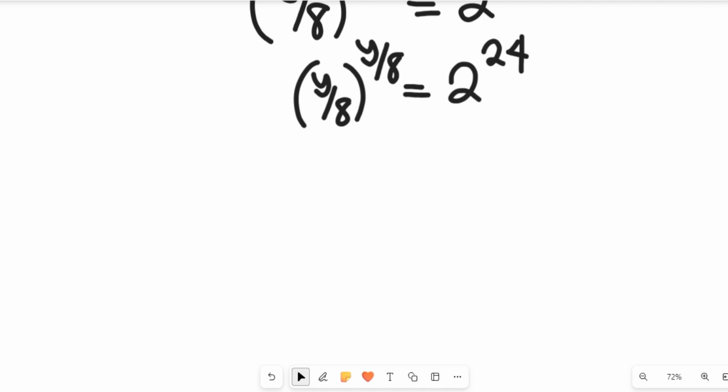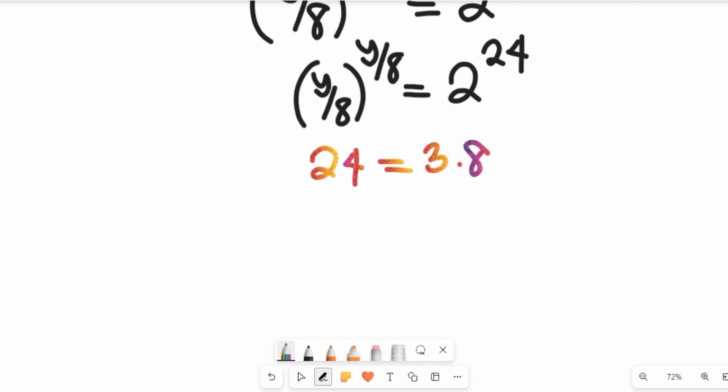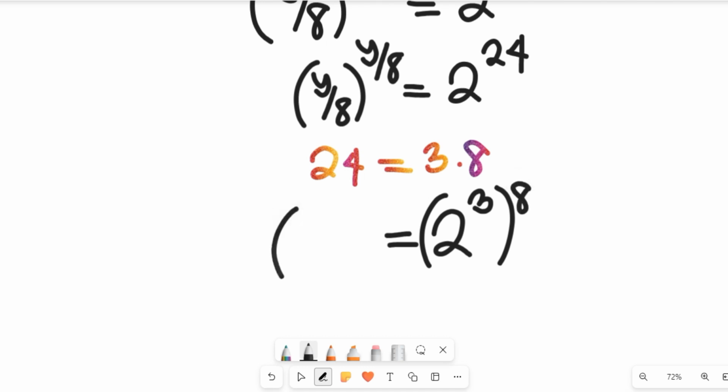To simplify this further, I'll recall to your mind that 24 can be equal to 3 times 8, right? If 3 times 8 gives us 24, that means the left hand side can be 2 to the power of 3, all raised to the power of 8, and this is equal to y divided by 8, all to the power of y divided by 8.